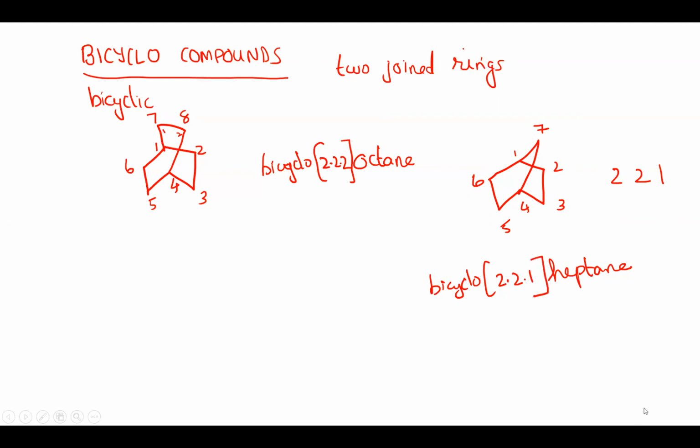The compound is called bicyclo[2.2.1]heptane. See this compound. Again, there are 2 cycles. There is a cycle, there are 2 cycles. Okay, so for the compound name, we count the 1, 2, 3, 4, 5, 6 carbon atoms.